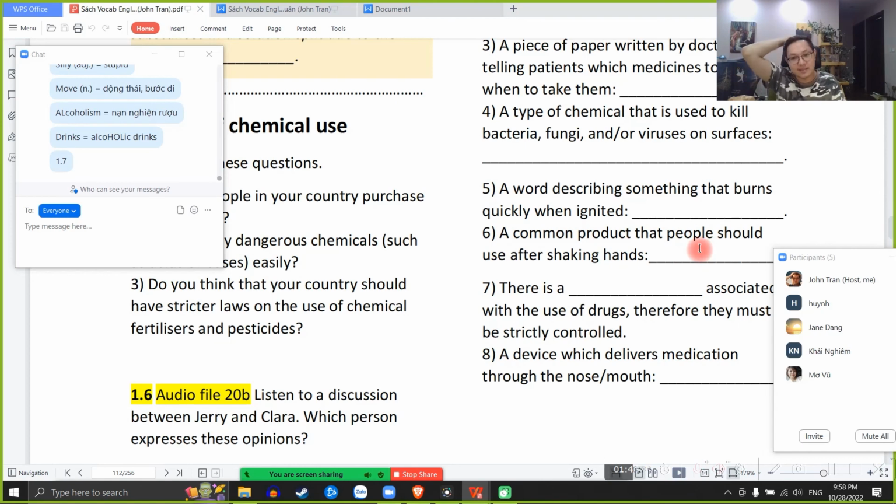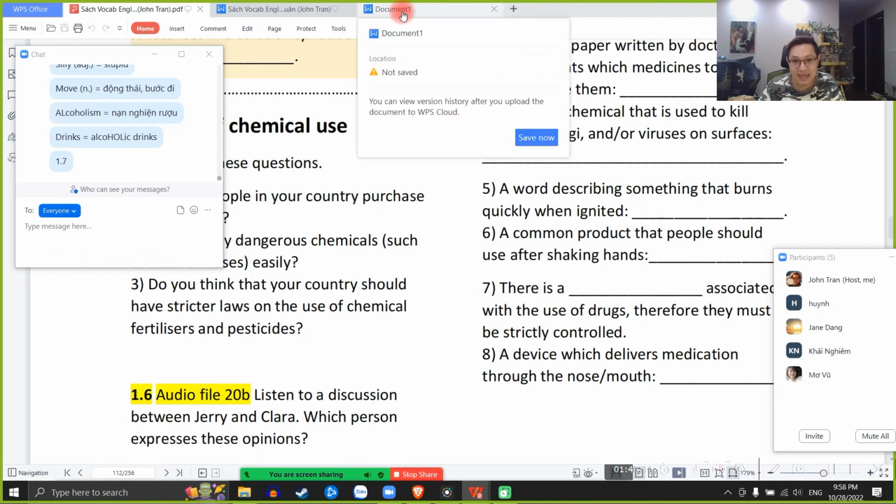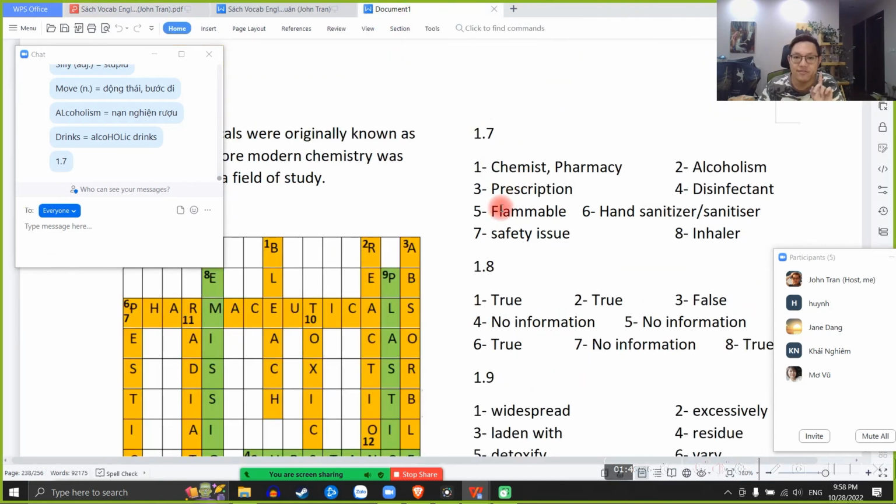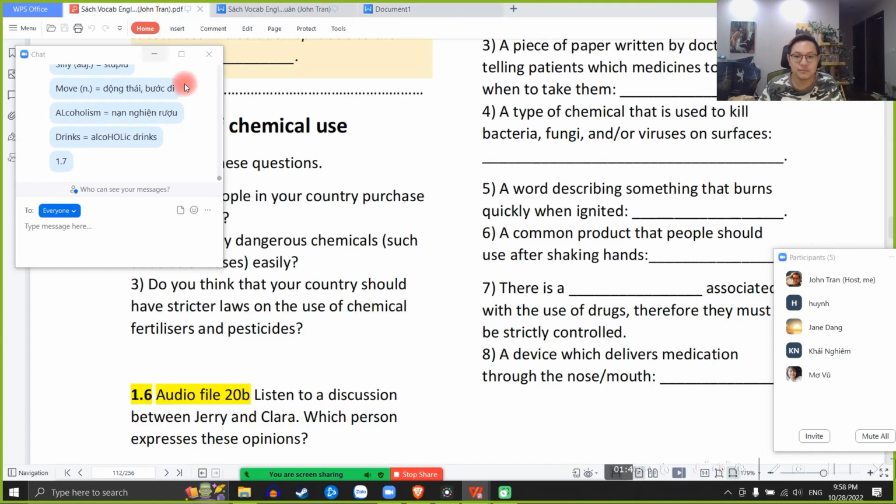Number five. A word describing something that burns quickly when ignited. Một cái từ nó miêu tả cái gì đó mà nó đốt cháy nhanh chóng khi bị kích lên. Nó chính là flammable. Dễ cháy. Flammable. Dễ cháy.